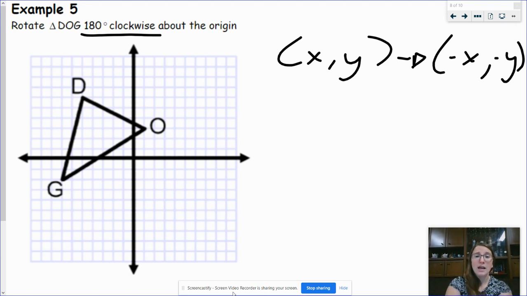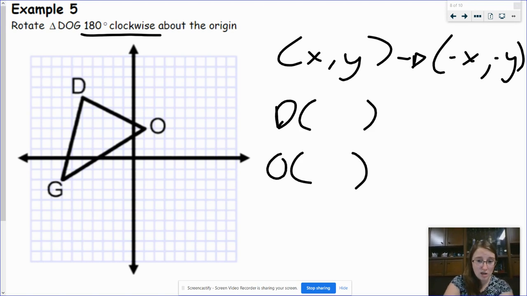So go ahead, write down the original points for D, the original point for O, as in what's on right here, and for G. Write down those points. Okay, let's check. So D, we have negative 1, 2, 3, 4, 5, negative 5, comma, positive 1, 2, 3, 4, 5, 6. So if you did not get that point correctly, rewrite it.